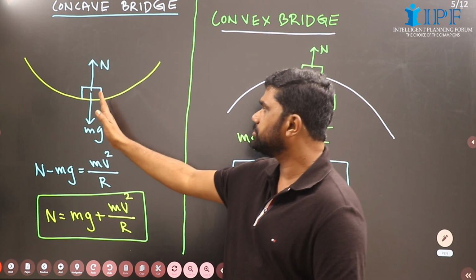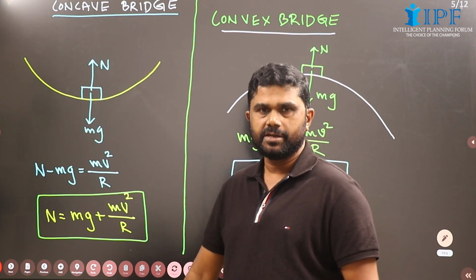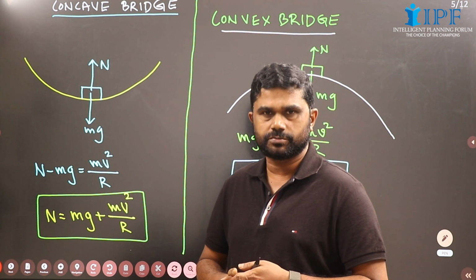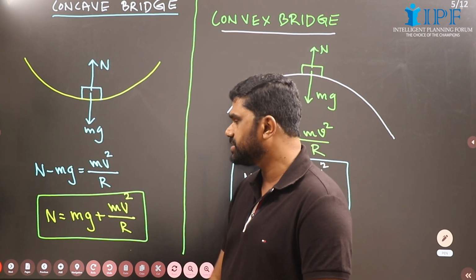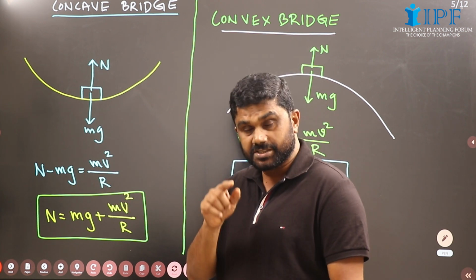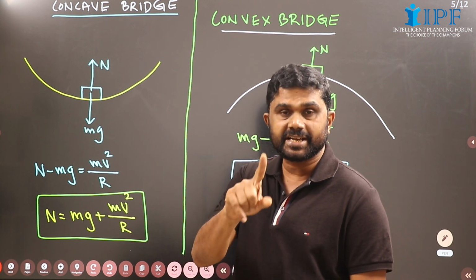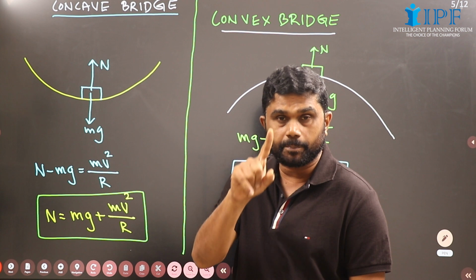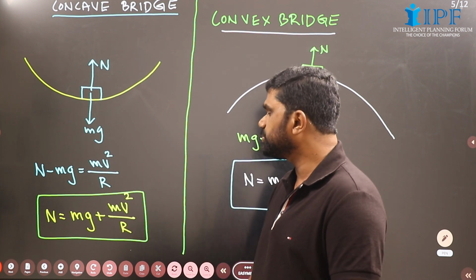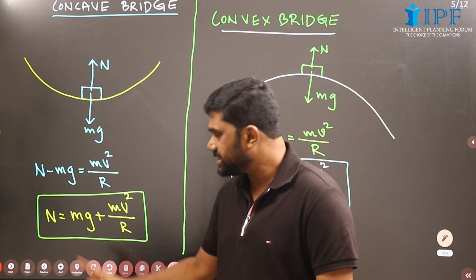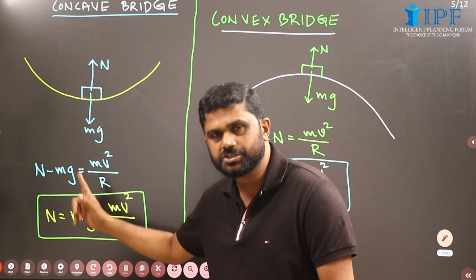The resultant force towards the center will be N minus mg, and that provides the centripetal force. So N minus mg equals mv square by R. So N, the normal reaction exerted by the bridge on the vehicle, will be equal to mg plus mv square by R.